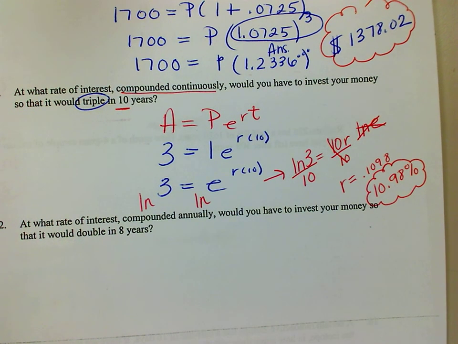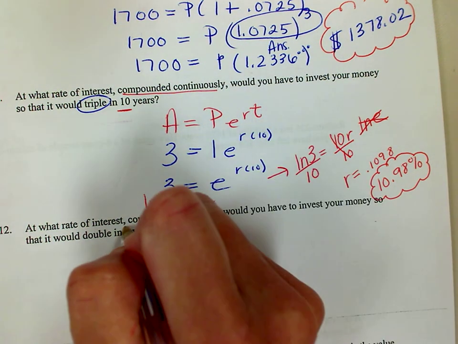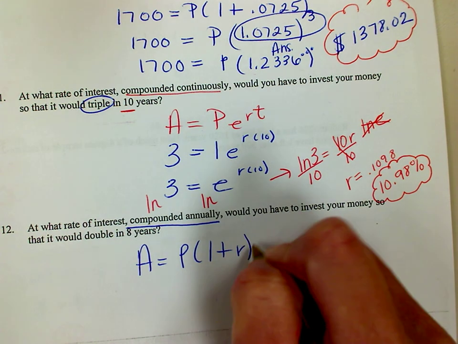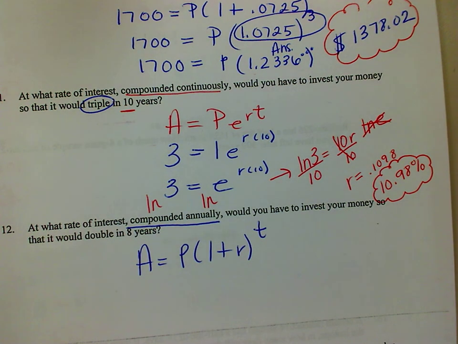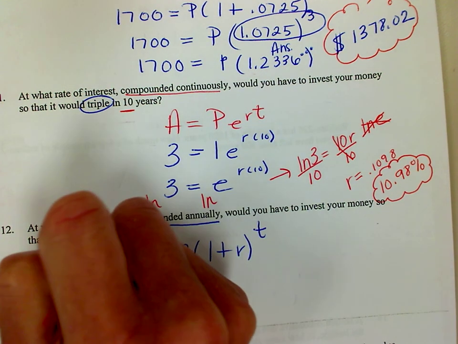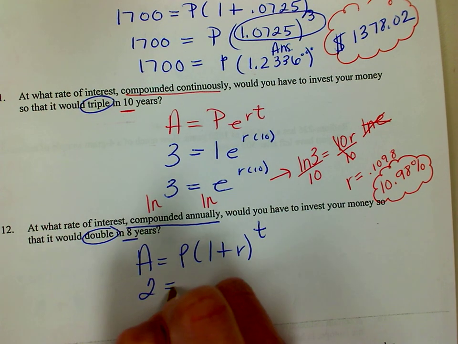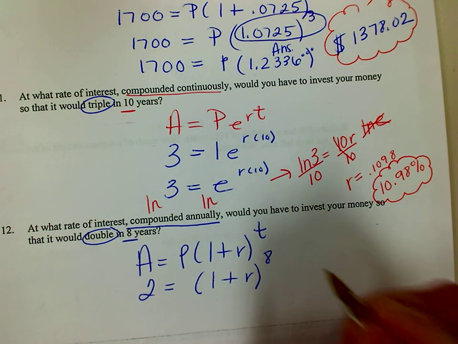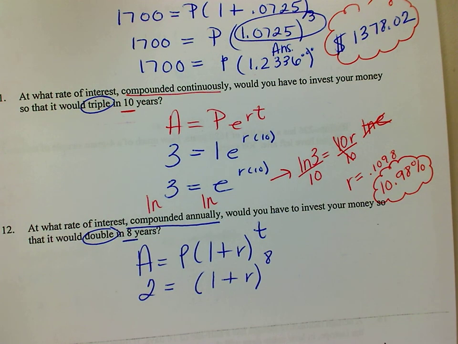Okay, moving on. This one says compounded annually, so I'm going to use the first one. All I know are the number of years, and this time it says double. So you're going to put 2 equals 1 plus R, I don't know what the R is, but the time is 8. Okay, now this time I do not do the natural log. I only do the natural log on both sides if my exponent is a variable, which it's not.